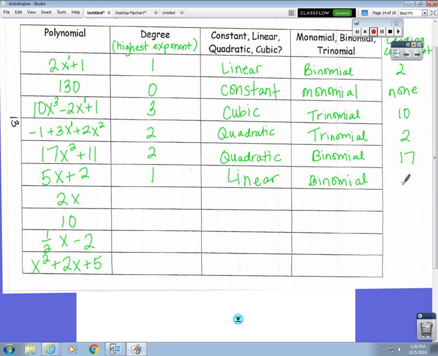No, this one. 5. Eliel, what's the degree of this one? Which makes it what, Genesis? Linear. Samantha? Monomial, right? And then Charlie, leading coefficient?